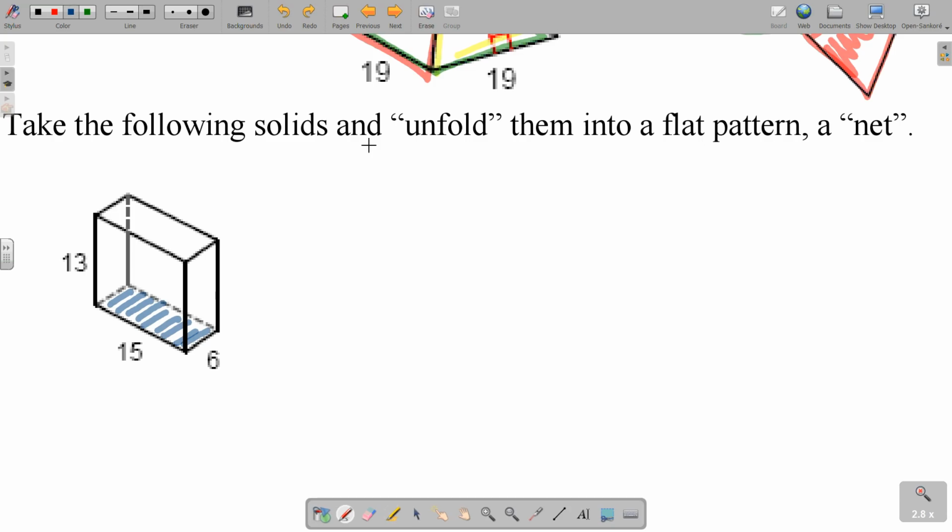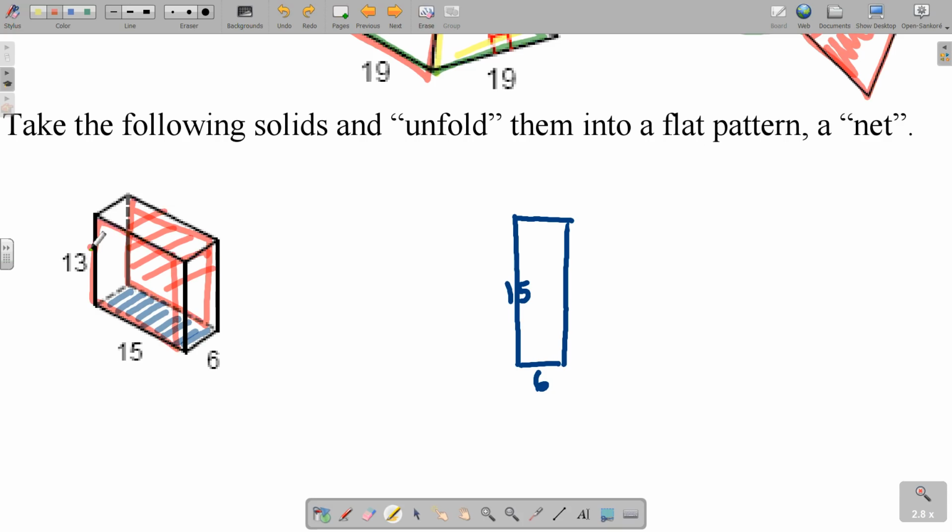Draw it like so. So that edge, that is 15 times 6. All right. And then I'm going to flank it, if you will, which means on either side, with the two left and right squares.